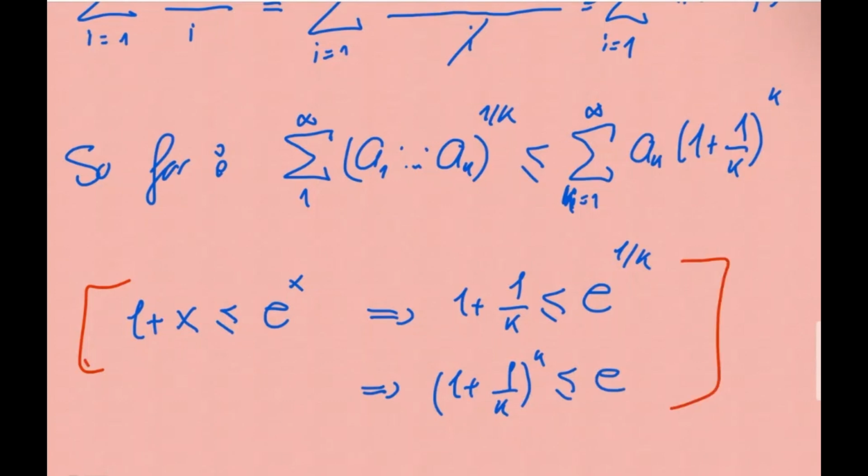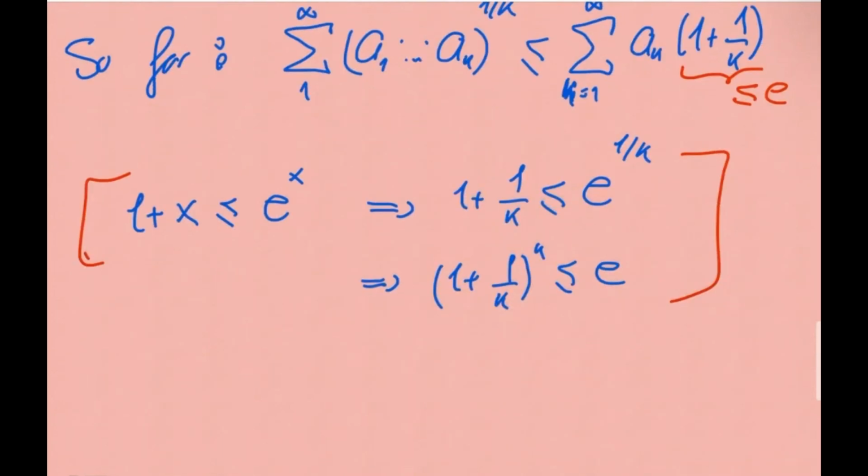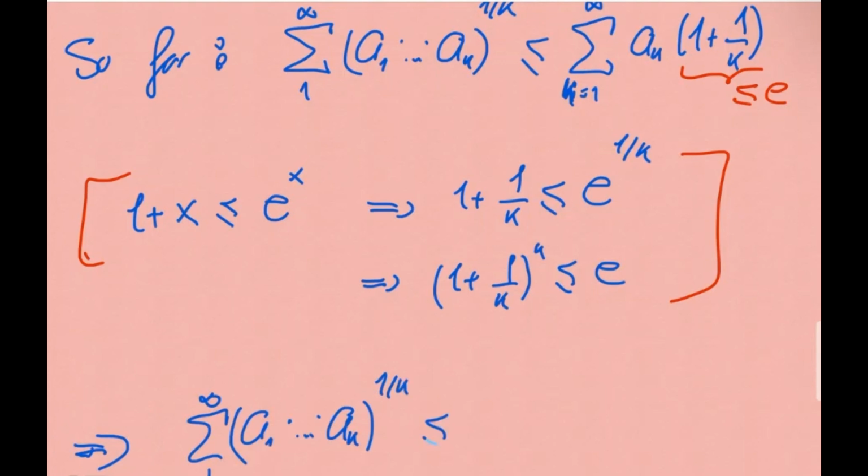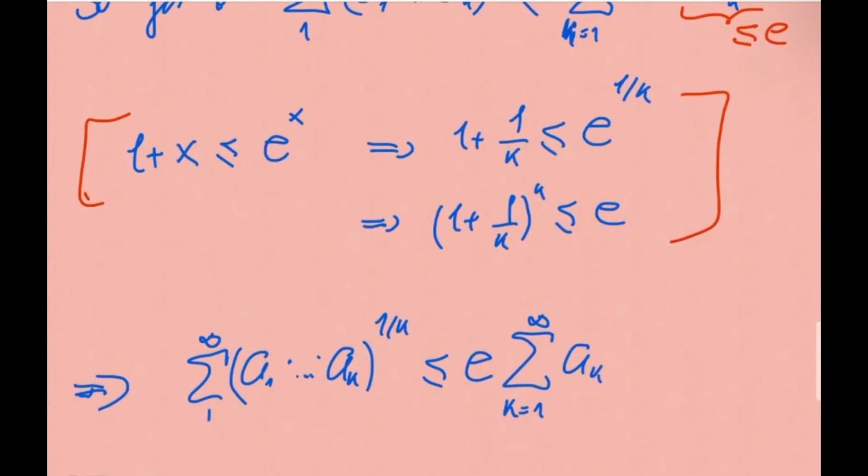That's great. Now we can estimate this thing here and say that it's smaller or equal to e, and then we get our desired inequality, smaller or equal to e times the summation of these a_k's. Yeah, and that gives us our Carleman's inequality.